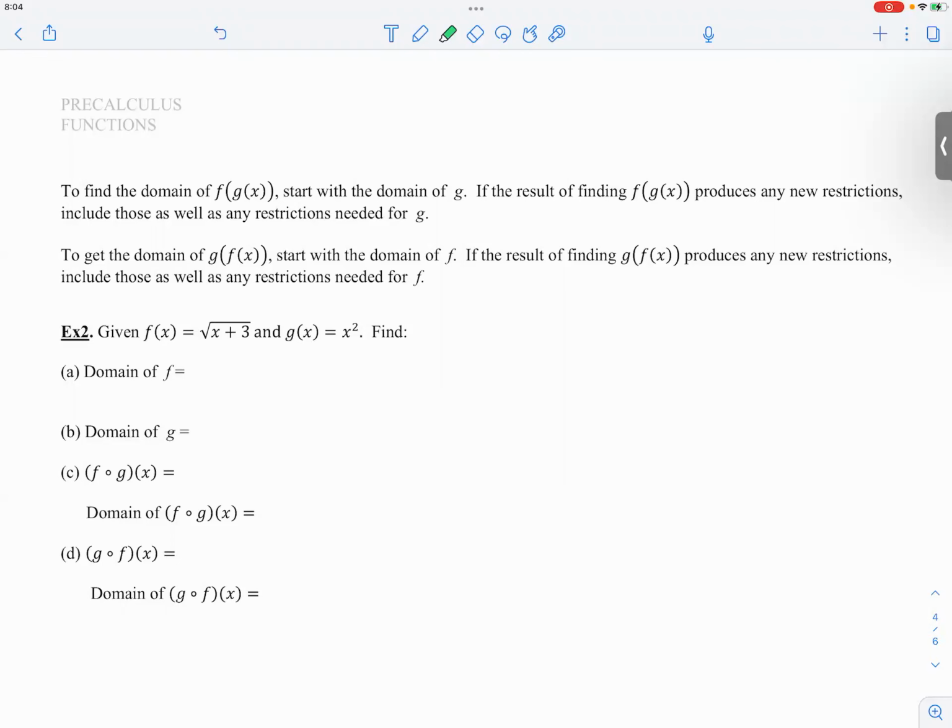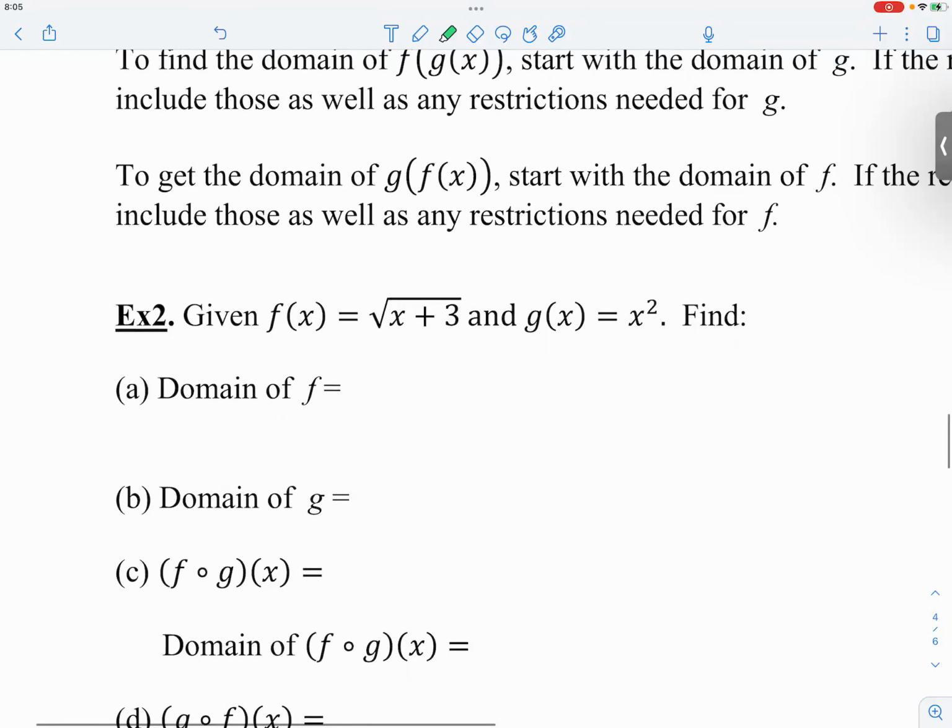Okay, all right. So we're going to merge things together. We now know how to do the composition. And last week we talked about the, what is it called? Domain. What's domain again? All the x values that are possible for the function. So let's go ahead and warm ourselves up.